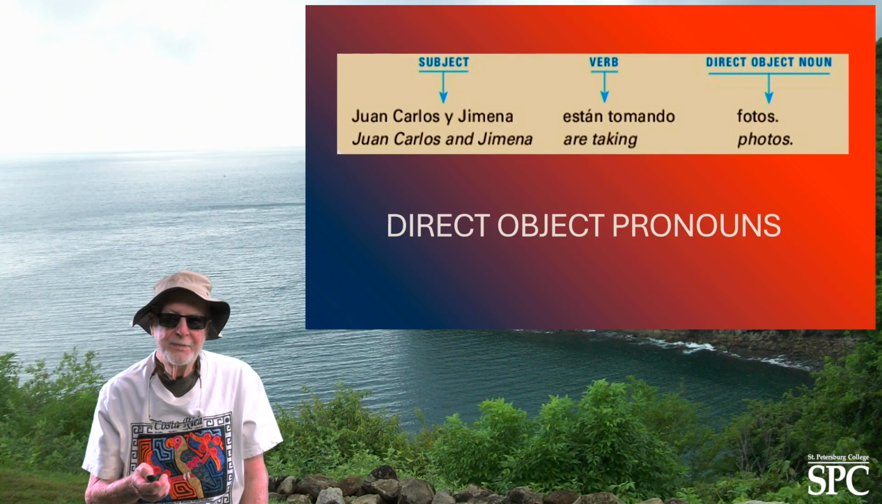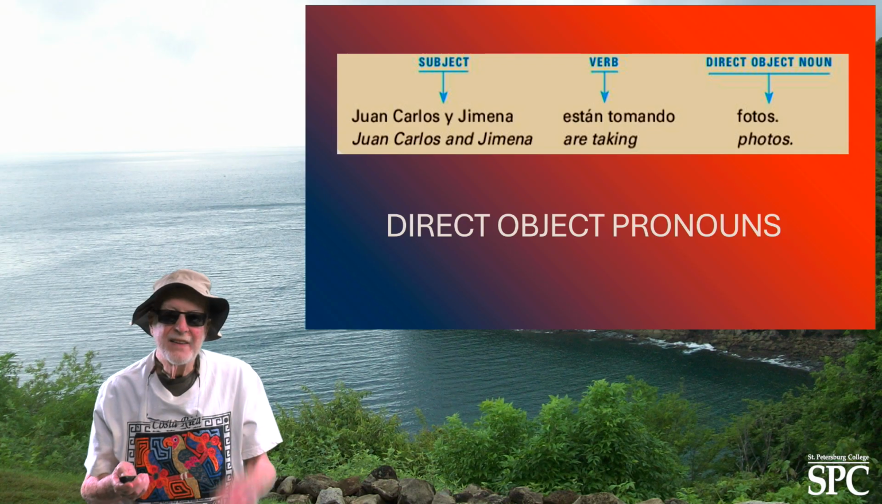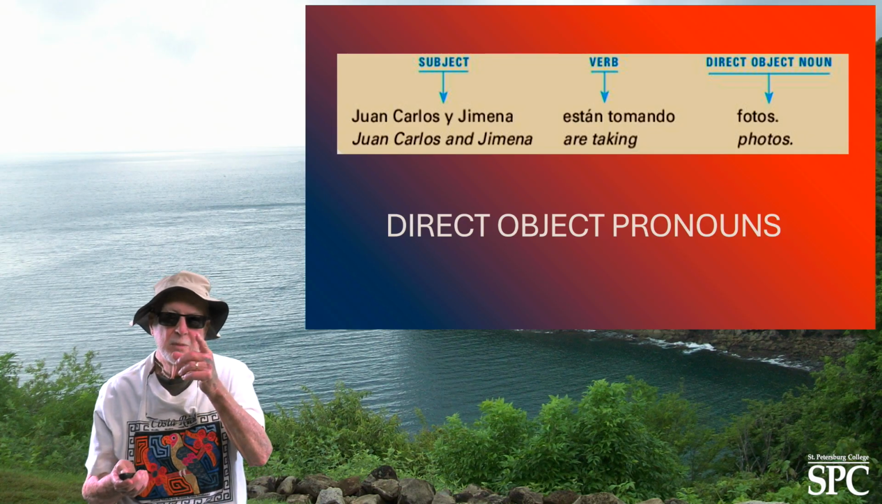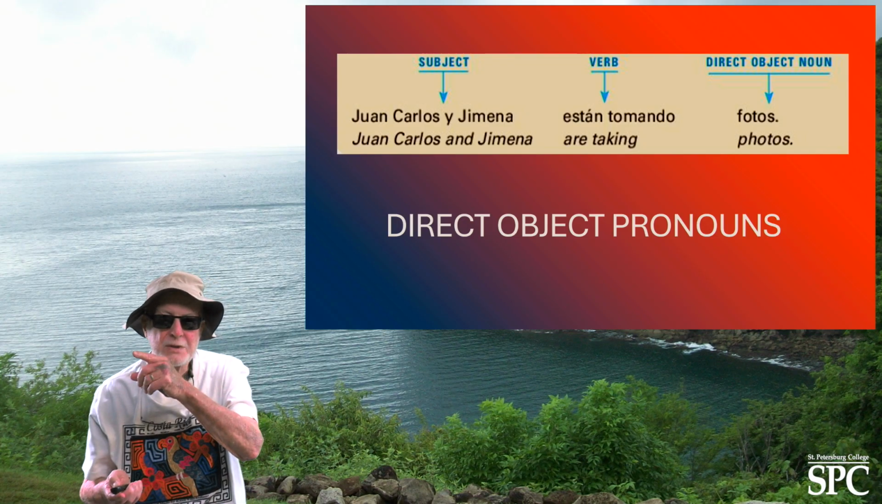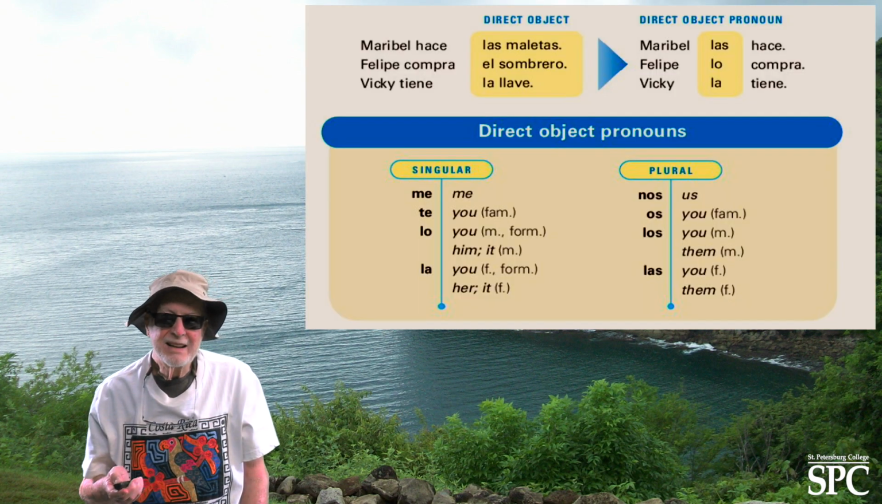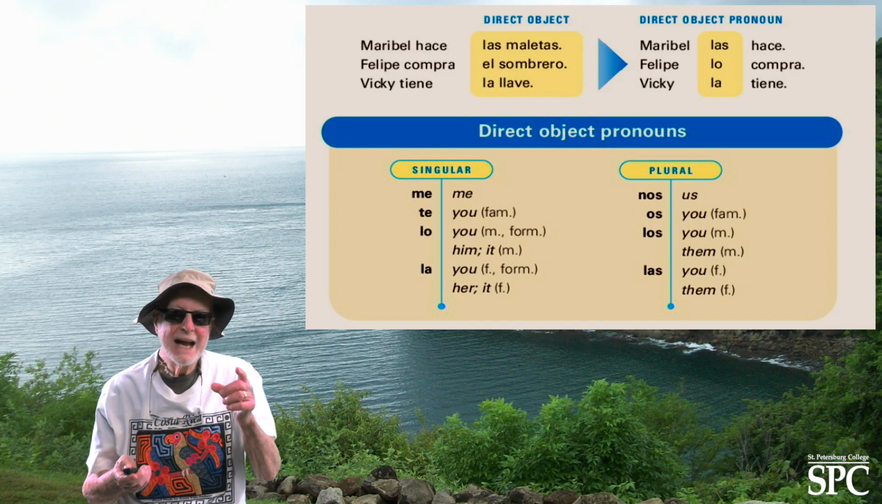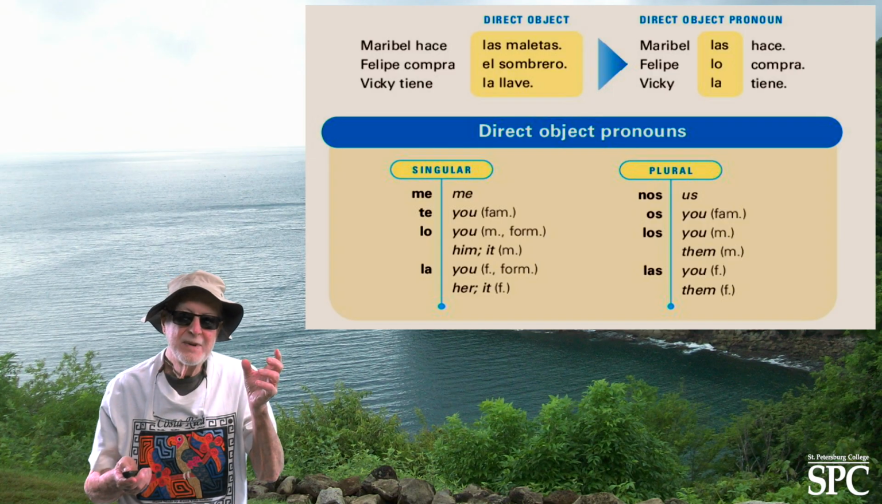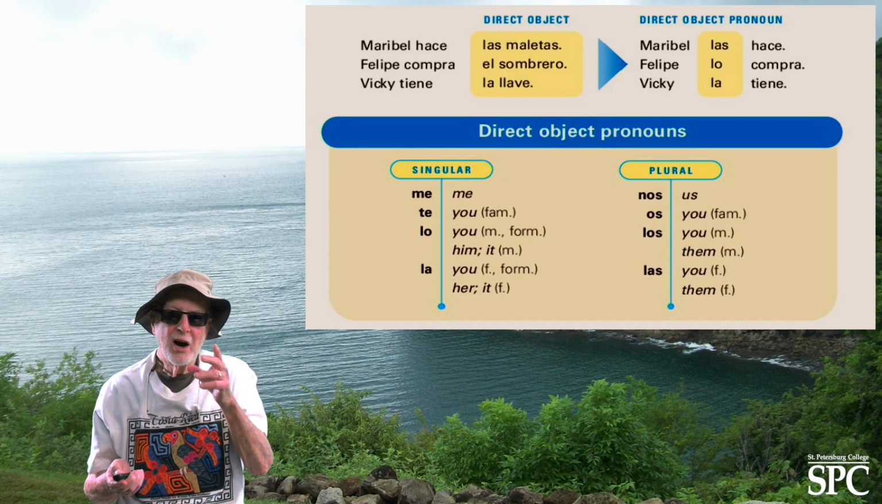So moving along, okay? You see, Juan Carlos y Jimena están tomando fotos. They are taking pictures. Subject, verb, object. Juan Carlos y Jimena are taking photos. Bien, moving along. Maribel hace las maletas. She's packing the bags. Subject, verb, object.